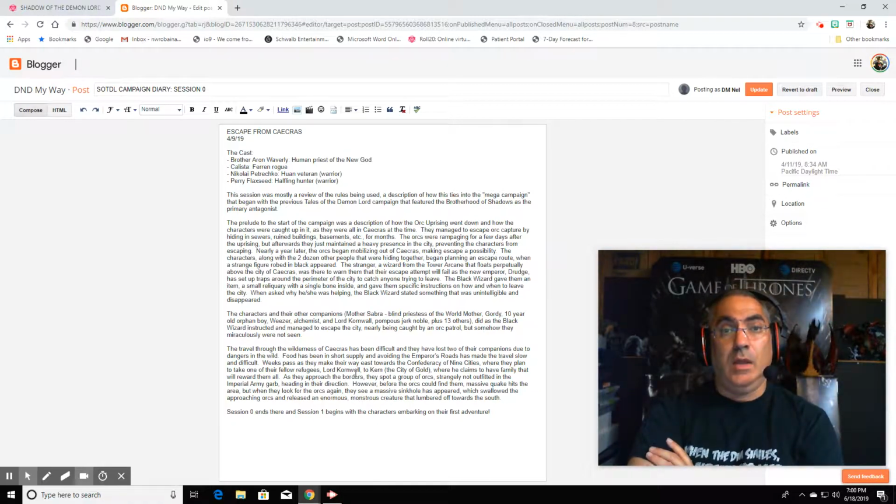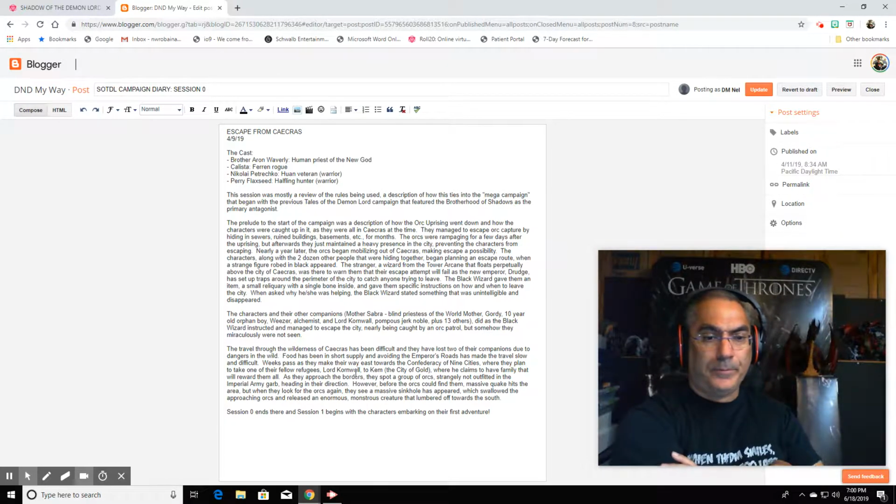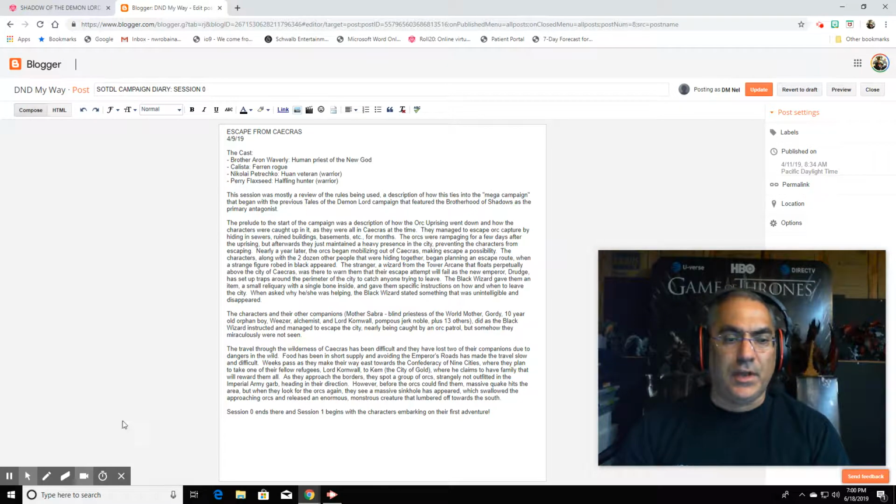But they do run into an orc patrol. So at this point, they think they're betrayed. The Black Wizard was lying to them the whole time. But then they find out that this orc patrol doesn't see them, even though they basically popped out right in front of them. The orc patrol just keeps walking as if the characters weren't there. So the PCs, and all the non-player characters that they brought with them, which was about 24, escape Caicris and head off into the wilderness. And that is where we ended session 1, or session 0, I should say.